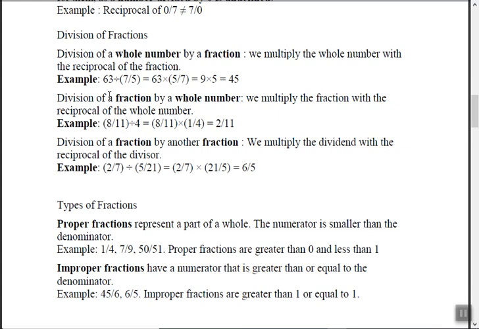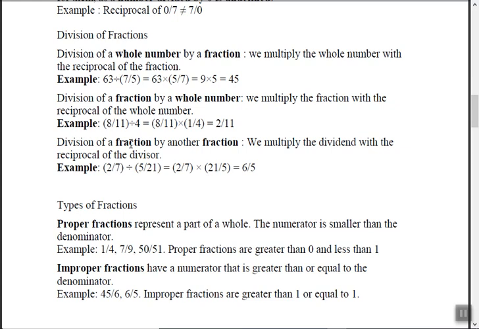Similarly, division of a fraction by a whole number, the reverse way: 8 upon 11 divided by 4. Reverse it again, do the same thing for 4. Multiply by 1 upon 4. Nothing for 4 in the denominator means 1 in the denominator. So just multiply: 4 1s are 4, 4 2s are 8. So it becomes 2 upon 11.